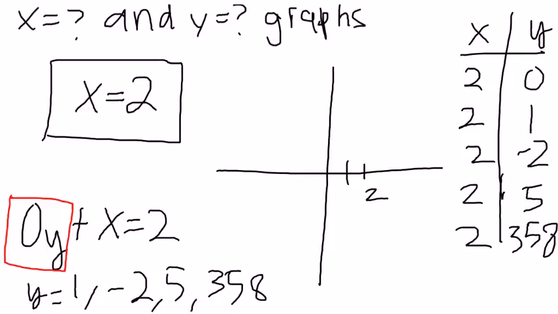If we have to graph all these points, let's go ahead and take a look. The point 2 comma 1 is right there, 2 comma -2 is right there, 2 comma 5 is right there, and let's say 2 comma 358 is somewhere way up there. Either way, what do you notice about these points? They are all part of this line right here. No matter what you plug in, it will all fall on this line.